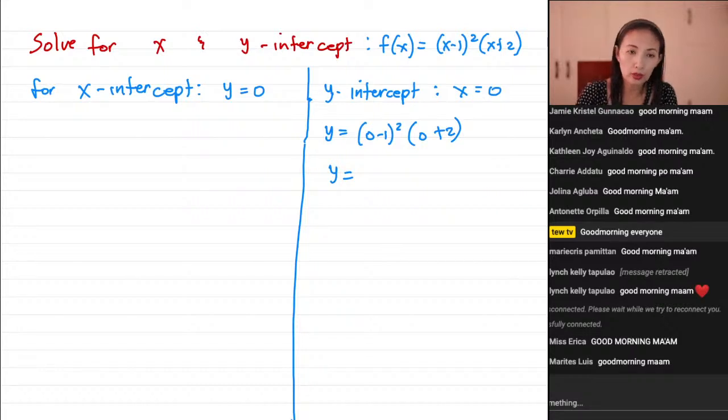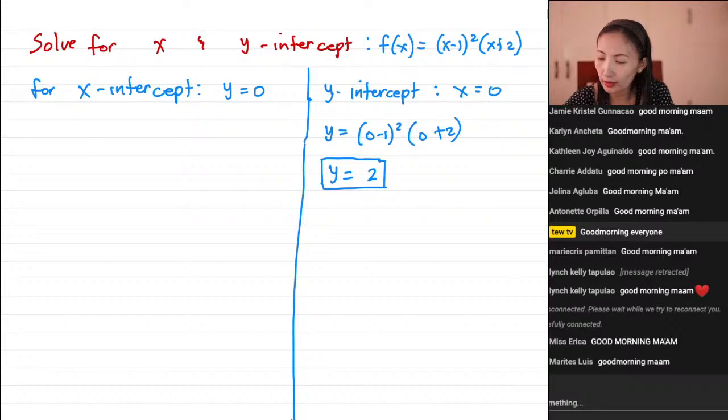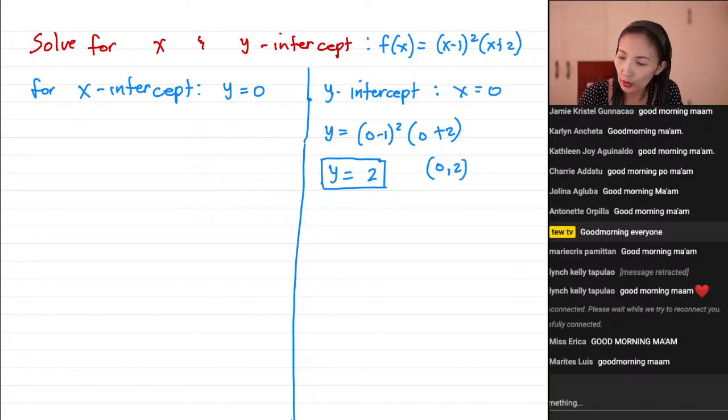Y equal to 2. So, the graph surely will cross at the point, which point? x is 0 and y is 2. Okay? (0, 2). Now, how about the x-intercept? So, solve. For the x-intercept, we simply equate the function to 0: (x minus 1) squared times (x plus 2) is equal to 0.